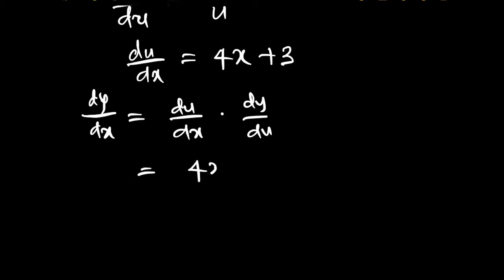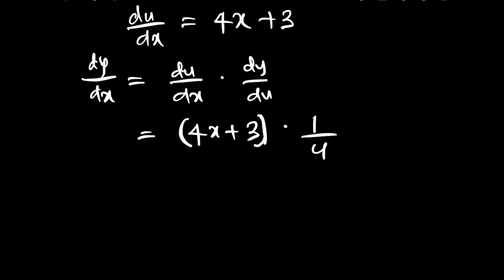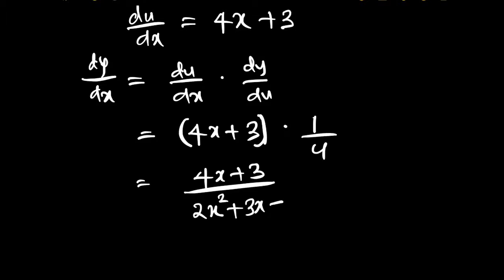This implies that 4x plus 3 is du/dx, dot dy/du becomes 1 all over u. This is equal to 1 times, this will give us 4x plus 3 all over u. But what is u? U is equal to 2x squared plus 3x minus 1. And that is your answer.